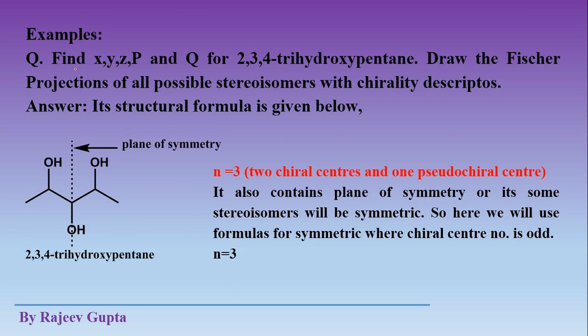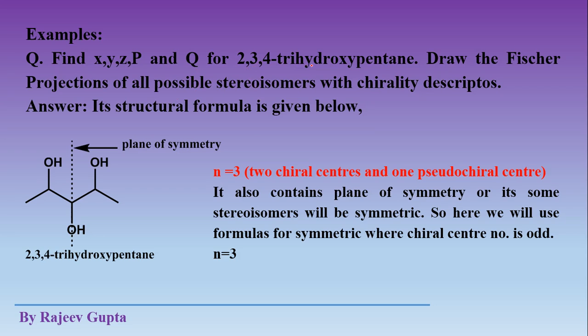Now see the next example. Find X, Y, Z, P and Q for 2,3,4-trihydroxypentane. Draw the Fischer projections of all possible stereoisomers with chirality descriptors. Okay, this is the same question. Here X is the total number of enantiomers, Y is the total number of meso compounds, Z is the total number of stereoisomers, P is the total number of racemic modifications, and Q is the total number of diastereomers.